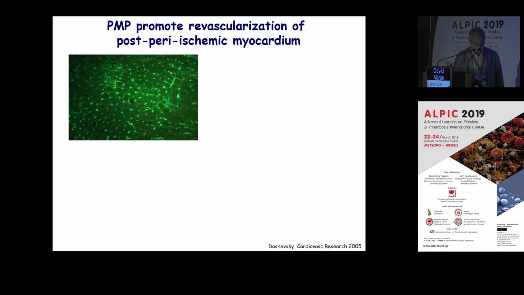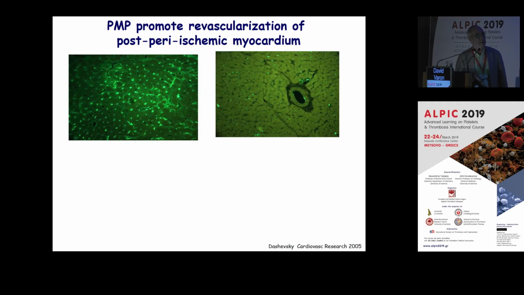And here we see vessels of healthy, normal myocardium. When you induce a myocardial infarction in a mouse model and check for these vessels, you see very little new vessel formation in the peri-infarction area of the myocardium.